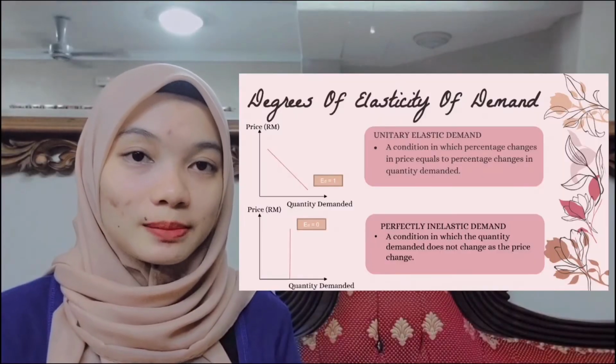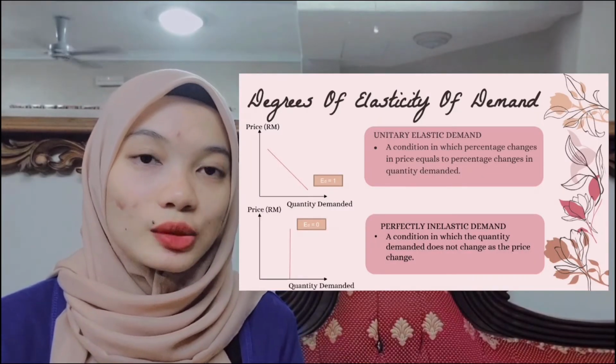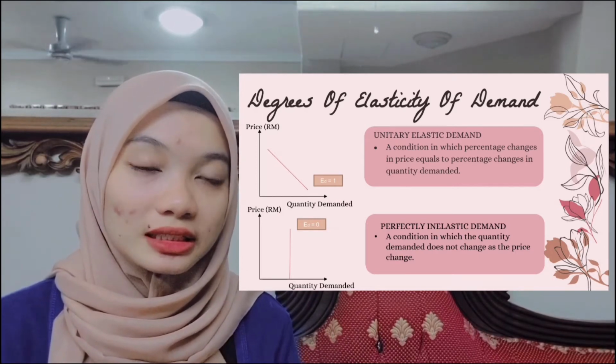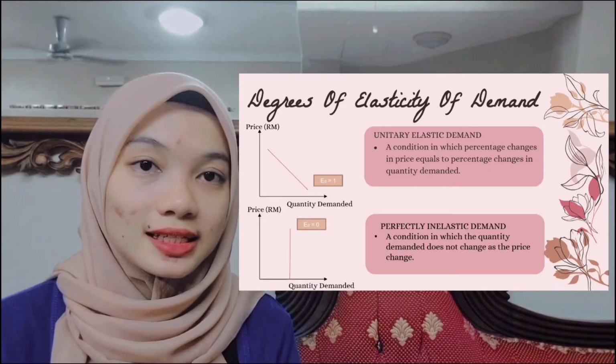The fourth one is perfectly inelastic demand. So ED will equal to 0. A condition in which the quantity demanded does not change as the price changes.